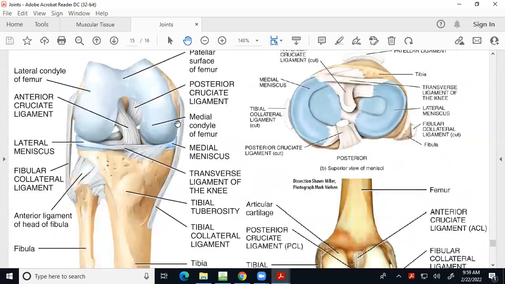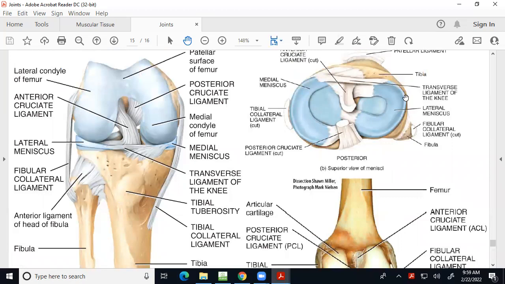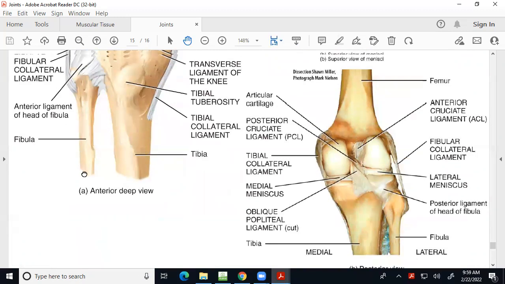The image that I'm going to refer to the most, and this is actually the only one that I want you to worry about for the exam, is this anterior deep view. I've got a superior view that gives you a good view of the menisci. And then I've got a posterior cadaver view where we can see some of those things from behind.